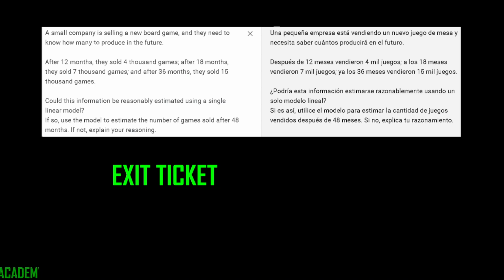As always, make sure you can read the exit ticket first. So it says a small company is selling a brand new board game, and they need to know how many to produce in the future. After 12 months, they sold 4,000 games. After 18 months, they sold 7,000 games, and after 36, they sold 15,000 games. Could this information be reasonably estimated using a single linear model? And if so, use the model to estimate the number of games sold after 48 months. So there's the translation for you.